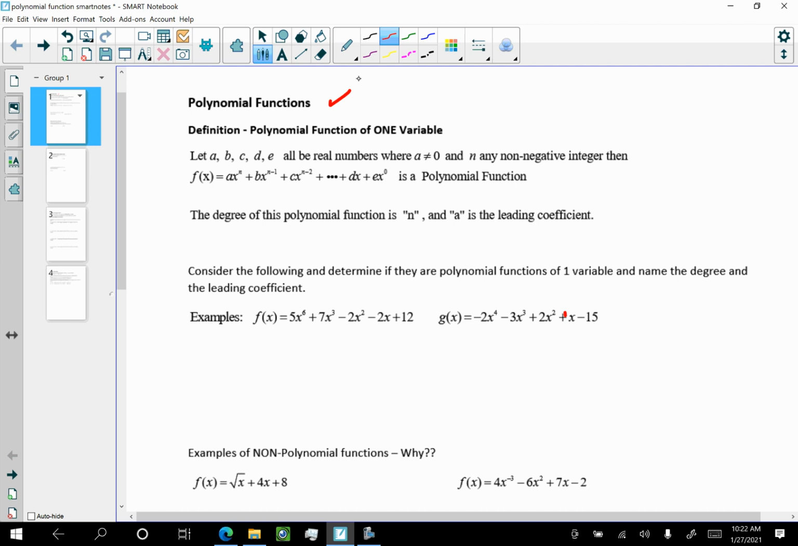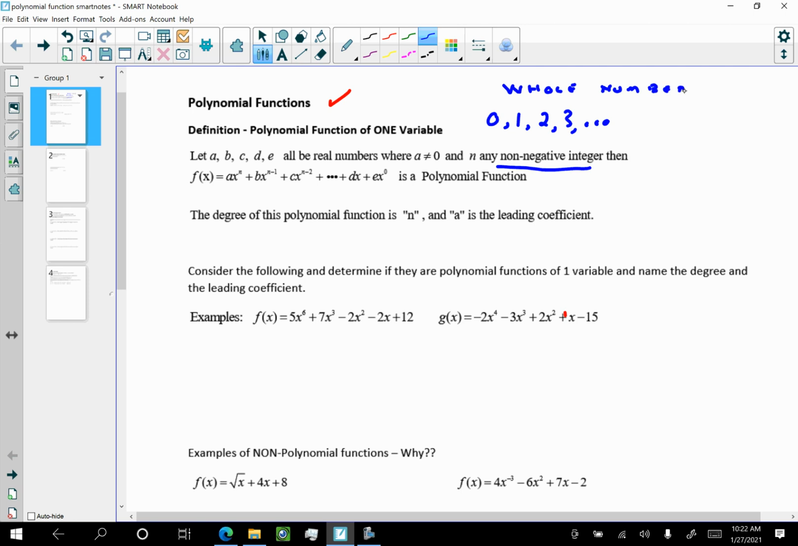We're going to let a, b, c, d, and e all be real numbers. Could be any real number: -5, 18, square root of 3, pi, whatever. And n is going to be a non-negative integer. The non-negative integers are these numbers here: 0, 1, 2, 3, and so on. These are the non-negative integers, also called the whole numbers. Just to emphasize that.